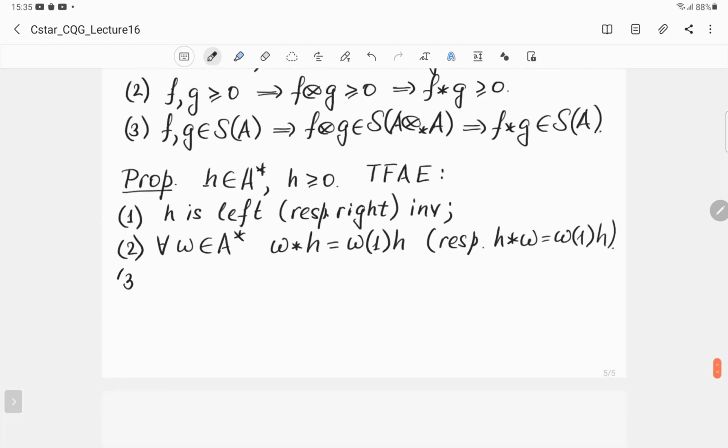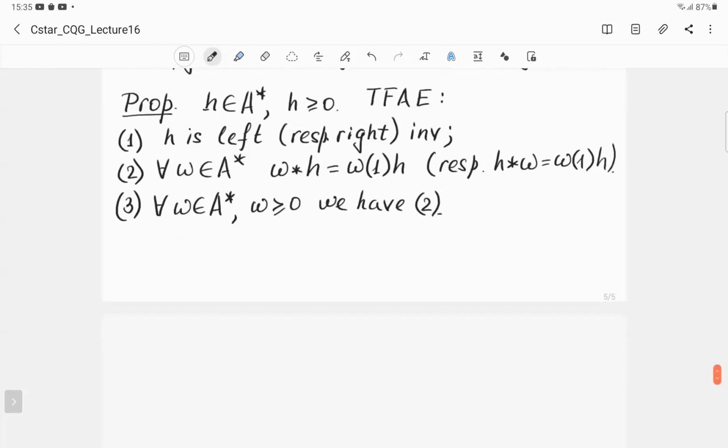And part 3, for each positive linear functional, we have the above property 2. In other words, it's enough to check property 2 for positive functionals only. Okay, let's prove the equivalence of these conditions.